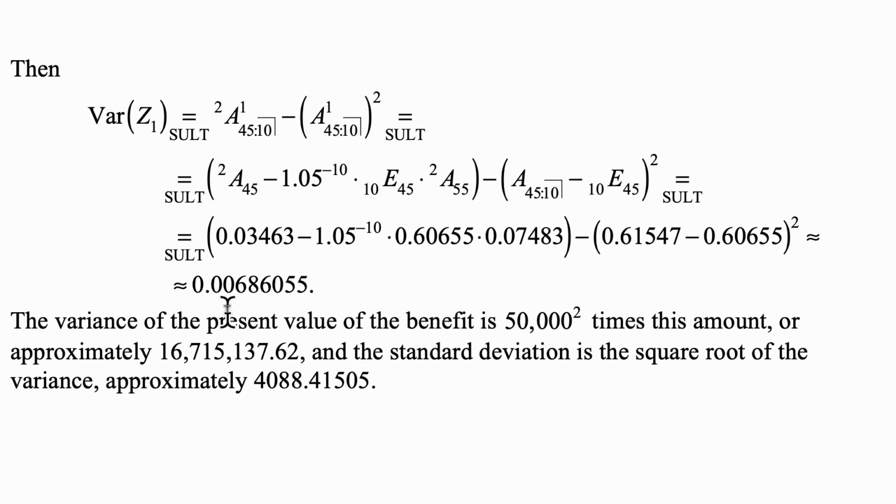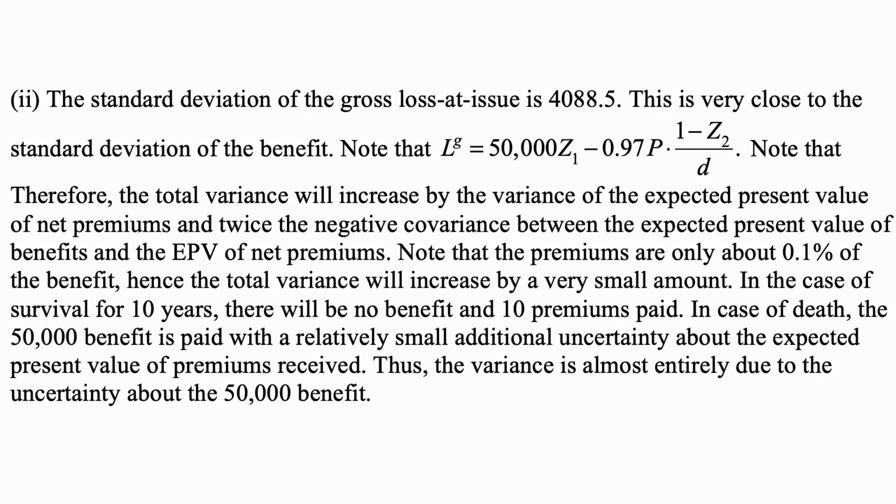When we do the calculation, this comes out to be about 0.00686055. The variance of the present value of the benefit is 50,000 squared times this amount, or approximately 16,715,137.62, and the standard deviation is the square root of the variance, approximately 4,088.41505.